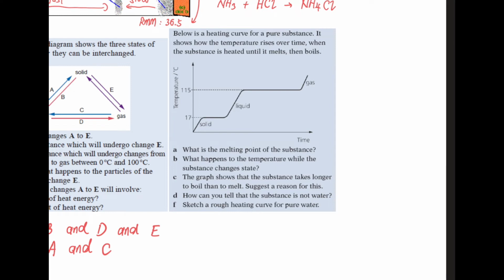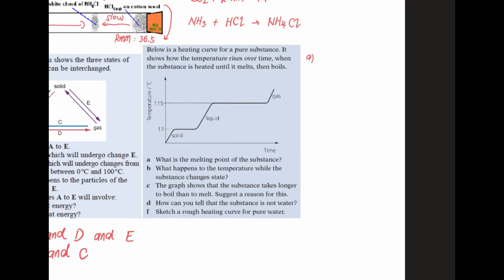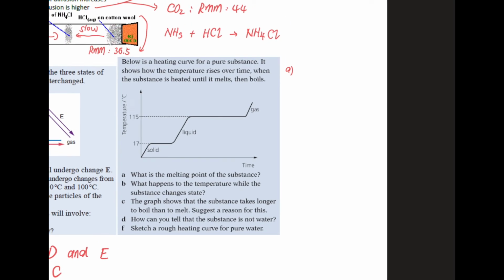Below is a heating curve for a pure substance. It shows how the temperature rises over time when the substance is heated until it melts, then boils. What is the melting point of the substance? So what do you think? The melting point is 17 degrees Celsius.